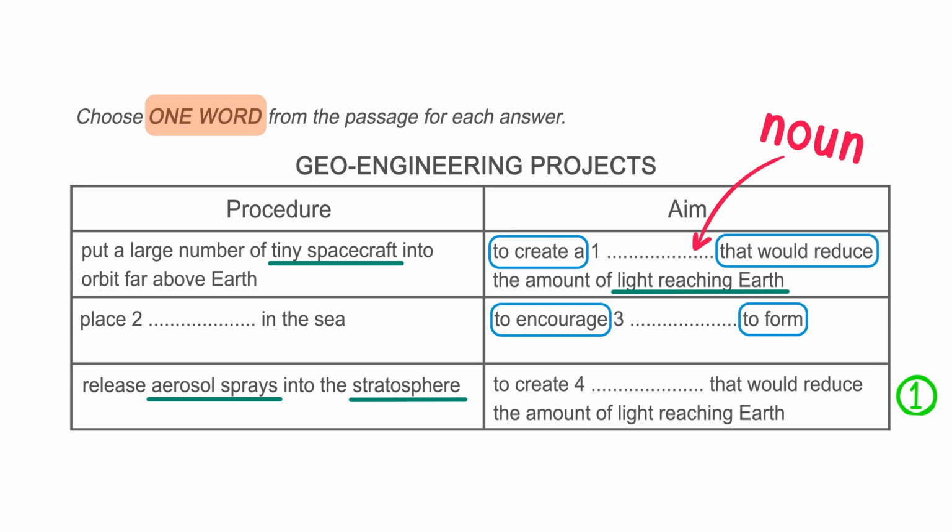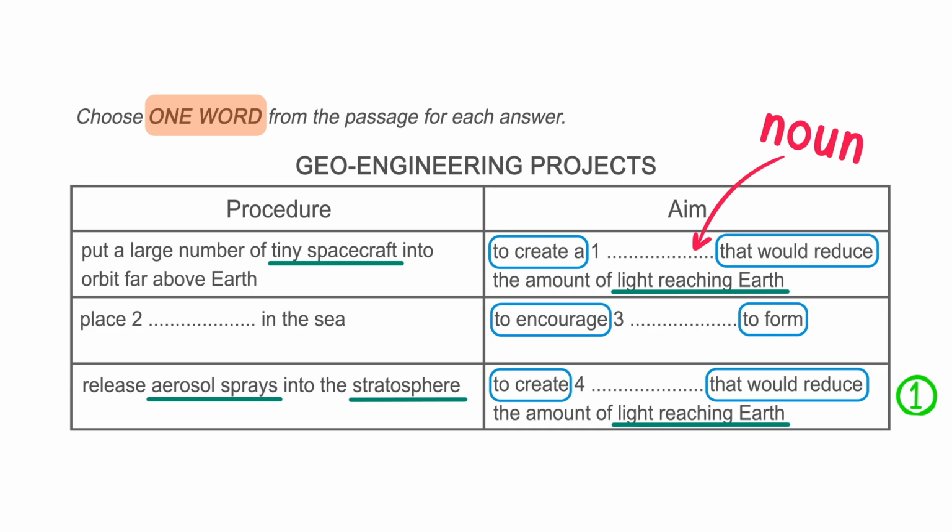All right, now, before the blank in question number four, we have to create something that would reduce the amount of light reaching Earth. So it is like, again, question number one. We have the same connecting words and we have the same keyword here, light reaching Earth.